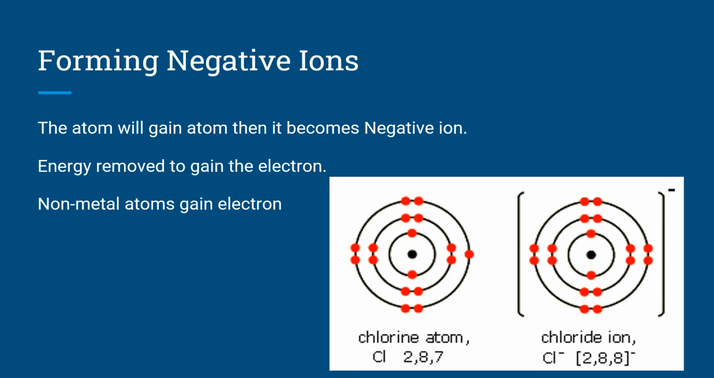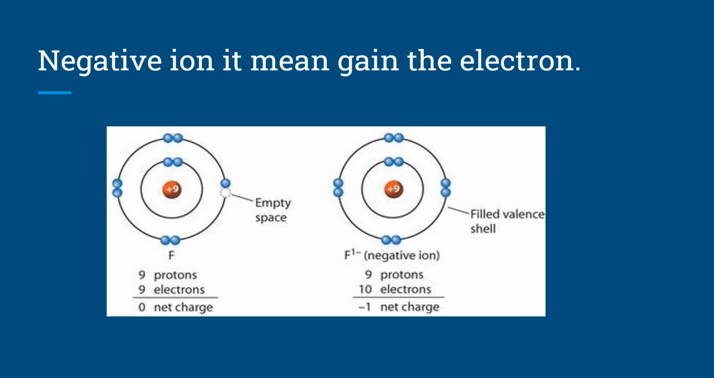It is page 264, by the way. The atom will gain electrons, then it becomes a negative ion. You have to understand this because the number of electrons will be more than the protons, so it will become a negative ion. Energy is released when gaining electrons, and non-metal atoms gain electrons. So metals will lose electrons, but non-metals gain electrons.